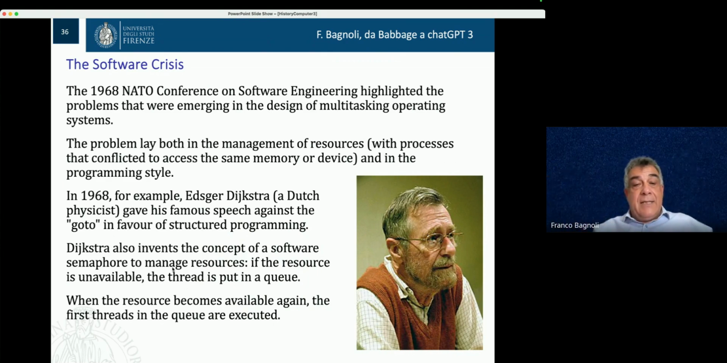So, for instance, the idea of a semaphore for a resource: you have some device, and if this resource, that can be memory or an external device, is unavailable, you don't simply say, okay, this is not available, and crash your system. You put the task in a queue, and clearly you give this time to other tasks. And when the resource becomes available, the threads in the queue start to be executed.